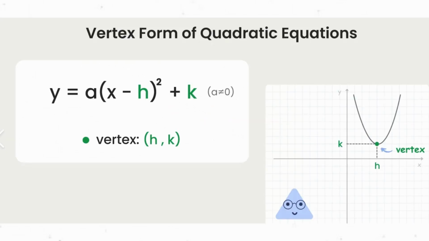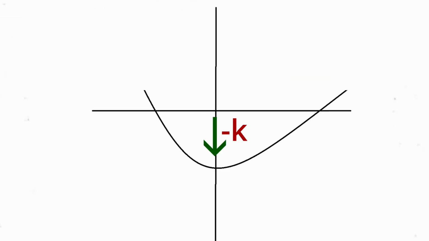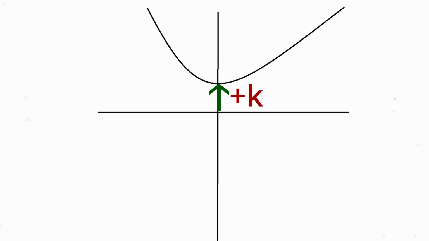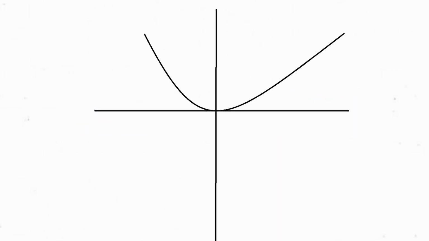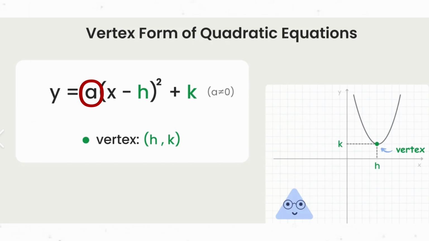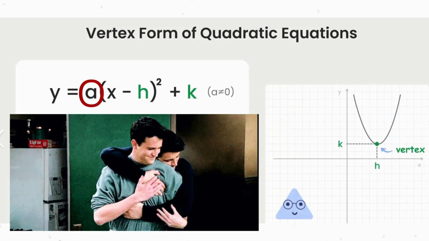The k value is much simpler to explain. Notice how k is added to the entire function, which indicates that the function is shifted up or down by k. This also agrees with the vertex form because if k is positive, then the vertex shifts up by k, and if k is negative, the vertex shifts down by k. The a value in vertex form will also be your best friend in picturing the quadratic graph.